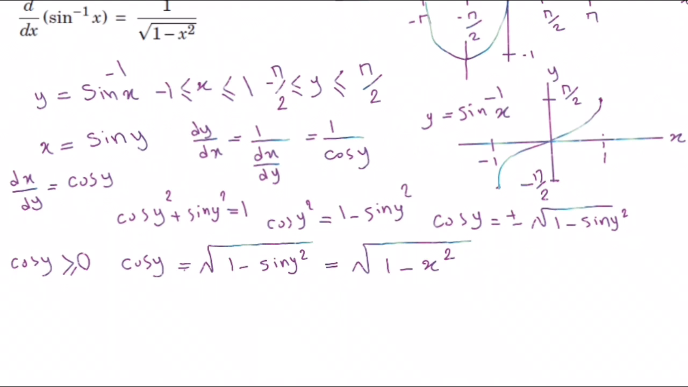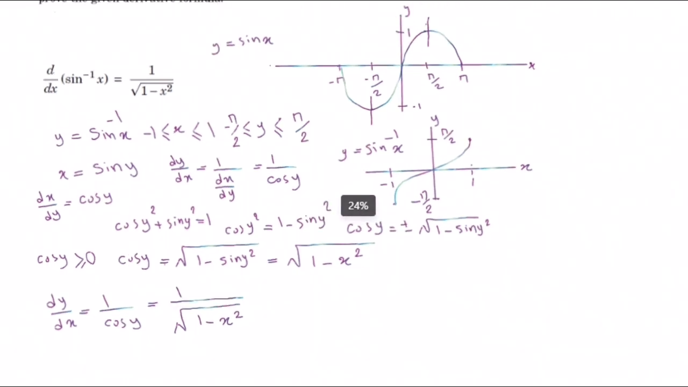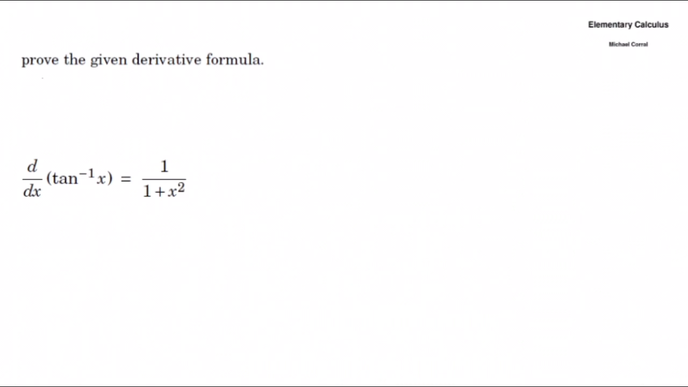So the derivative of y with respect to x equals 1 over cosine y, which equals 1 over square root of 1 minus x squared. And here the formula is proved. The next formula is the derivative of the inverse function of tangent x with respect to x equals 1 over 1 plus x squared.